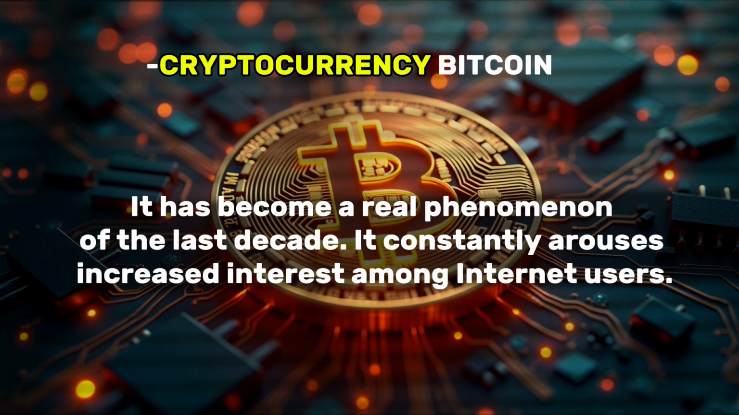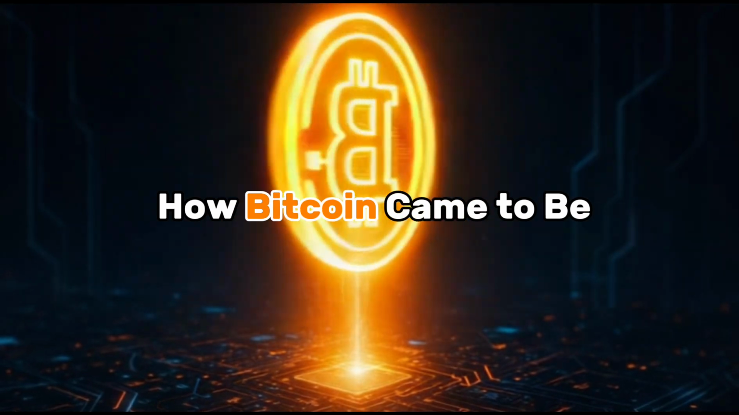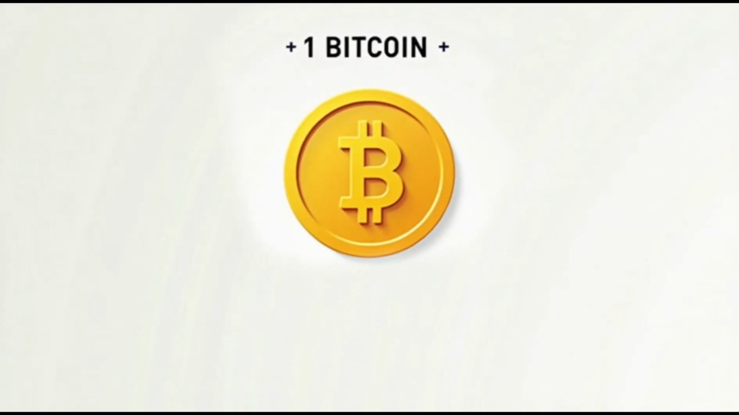It causes constant increased interest of internet users. How did Bitcoin appear? At the end of October 2008, a message from a sender named Satoshi Nakamoto arrived by email to subscribers of the Gmain Comp Encryption General Resource. The message contained a description of the essence and properties of the created cryptocurrency called Bitcoin.